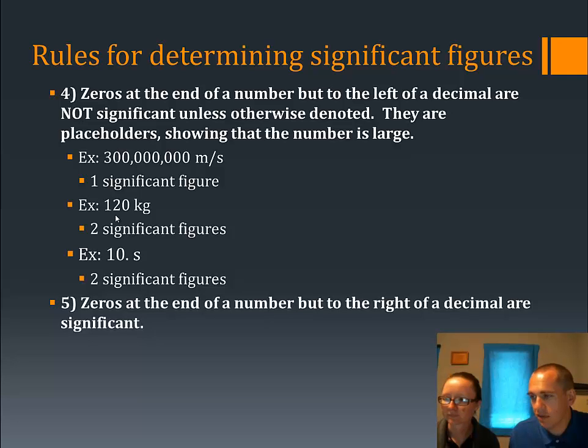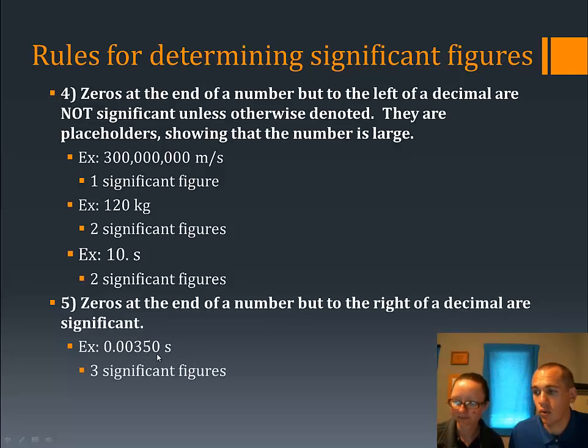Rule number 5: zeros at the end of a number but to the right of a decimal are significant. So if we put a zero after this 10 up here, it would be three significant digits. Exactly. It's showing you measured that with even more precision, and that last digit happened to be a zero instead of a 1 through 9. So zero following a decimal point at the end. These three zeros right here are not significant because they're locating the decimal point. But this zero at the end is telling me I didn't measure 0.351, I didn't measure 0.349, I measured 0.350. So that's 1, 2, 3 significant digits.